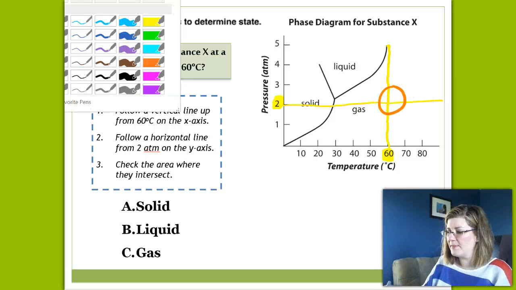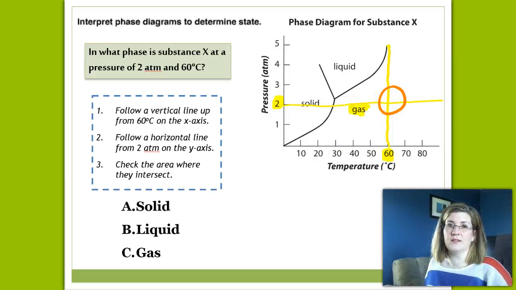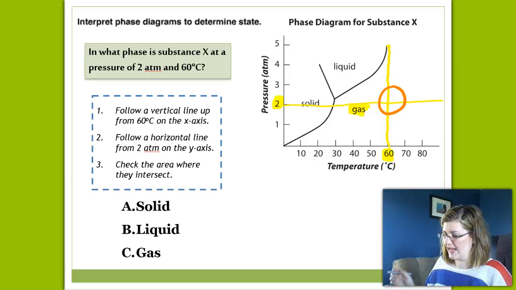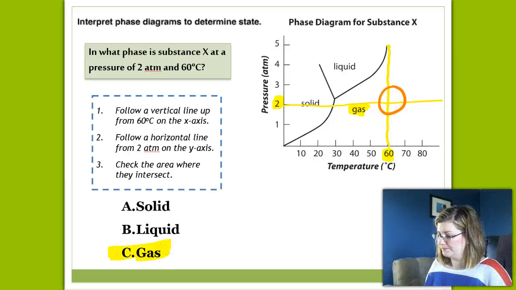And really what you're looking for is what phase of matter that falls in. Is it in the solid quadrant? It's not a quadrant because there's only three. Is it in the solid portion, the liquid portion, or the gas portion? And in this example, it does end up in the gas portion. So this is how you use a phase diagram to determine what's going on.